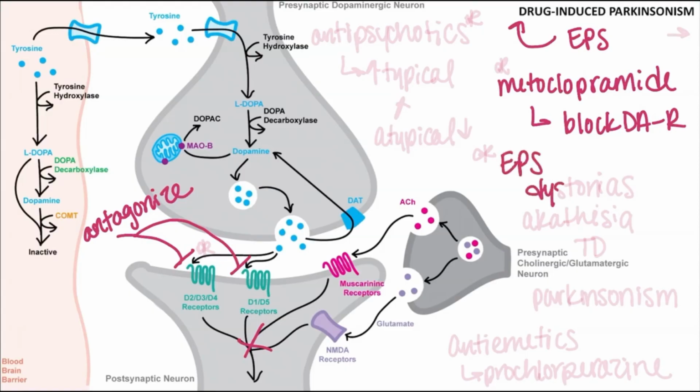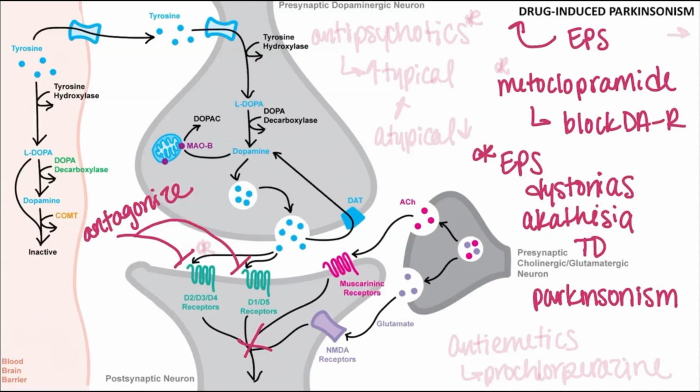And under this umbrella of EPS, we have dystonias, which are unintentional muscle spasms and sustained contractions. We can have akathisia, which is basically restlessness. We can have tardive dyskinesia, which is an involuntary repetitive jerky movement. Or we can have Parkinsonism, with that bradykinesia, that tremor, and that rigidity. And sometimes these are reversible, and sometimes they are not.